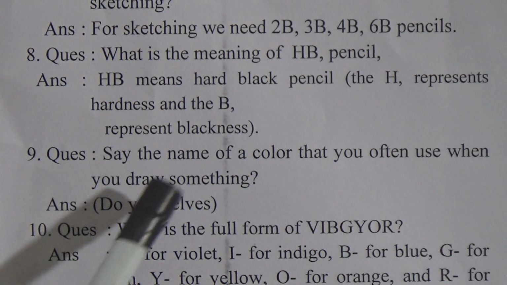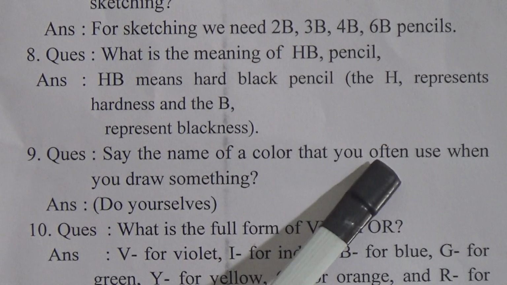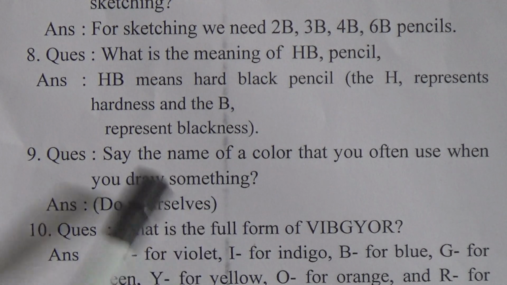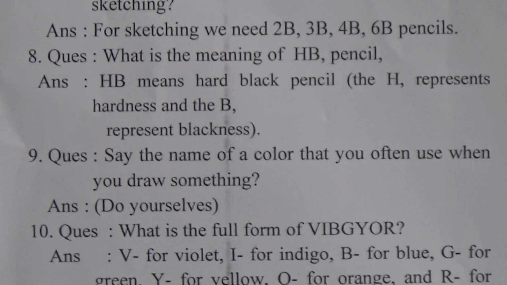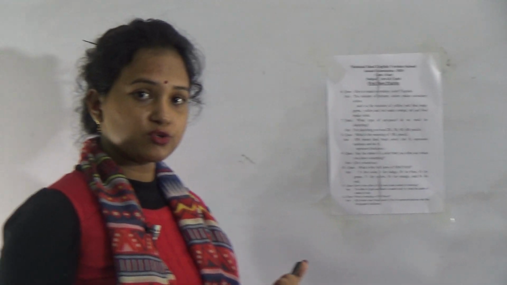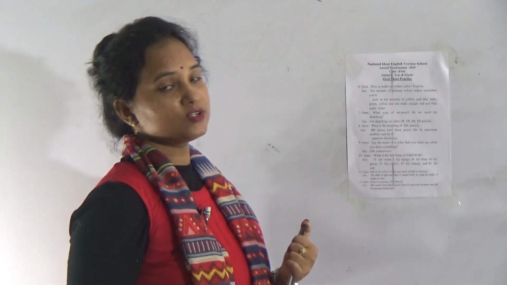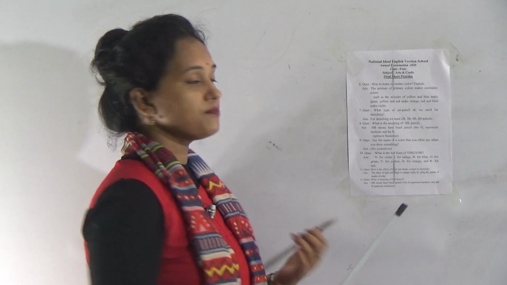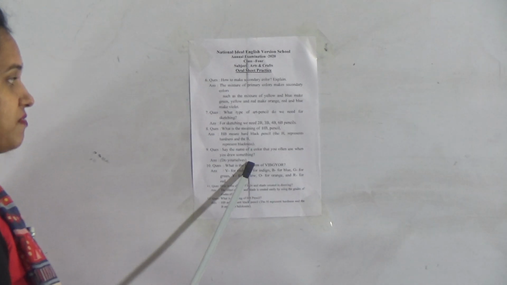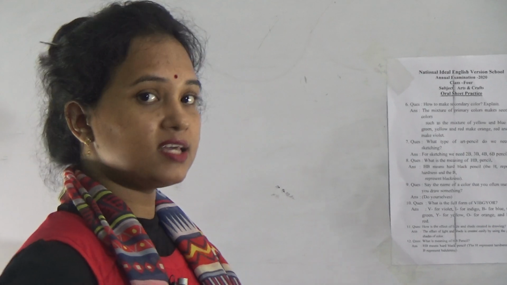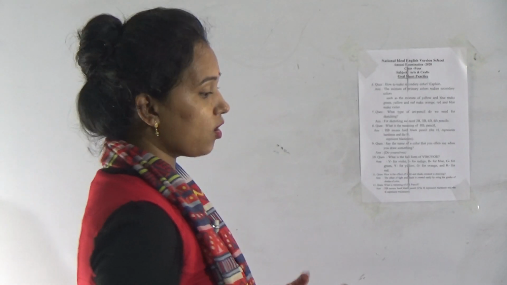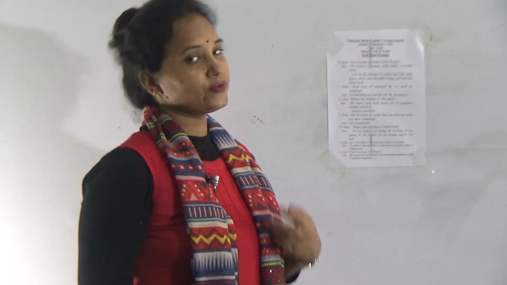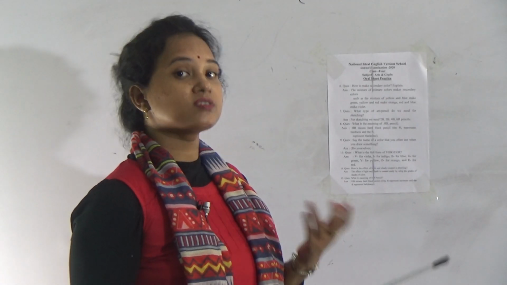Question number 9. Say the name of color that you often use when you draw something. That means when you draw something, which type of color do you use? You know very well which colors you use, so when you give this question's answer, say it as you wish. So here we mention do yourself. That means which color you use, you say those colors' names. If you use only red, green, blue, you can say 3 colors. If you use 7 colors, you say the 7 colors' names, but you should say more than 4 colors.